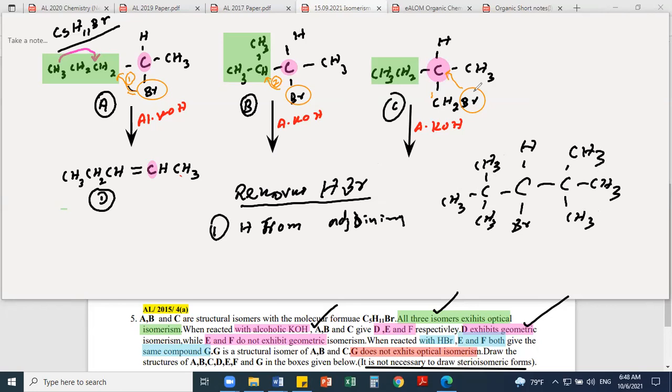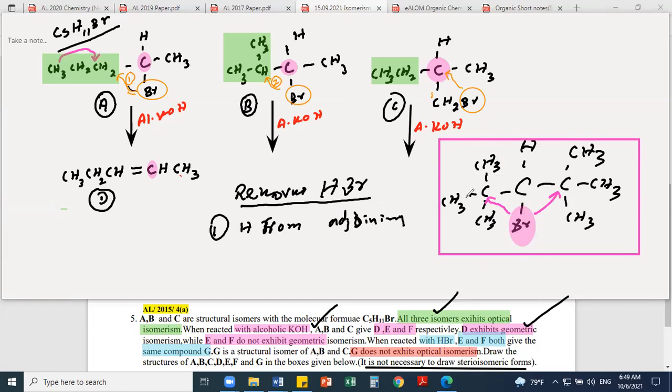Now, can I eliminate HBr from this compound? Raise your hand if you say yes, we can remove HBr. Can or can't? We can't remove it. Why? These are the two adjoining carbons, and the bromine is on the middle carbon. Remember, hydrogen is not removed from the same carbon. The bromine is attached to this carbon, which has one hydrogen, but hydrogen is not removed from the same carbon atom.